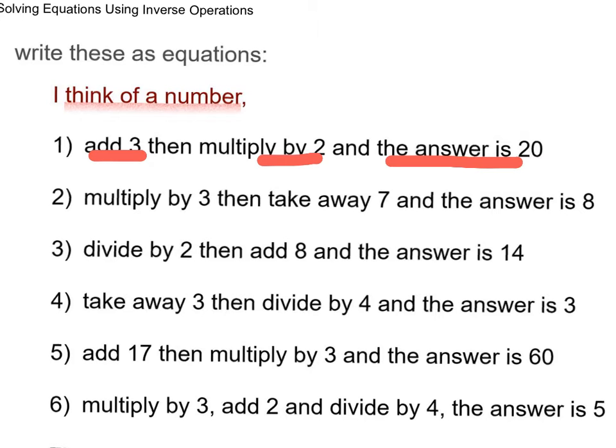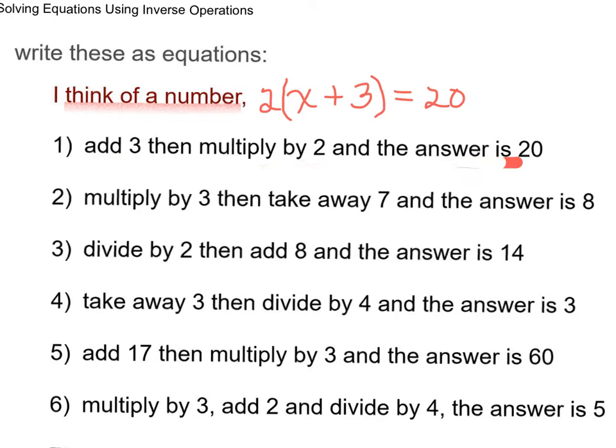So here's what my equation should look like. I'm thinking of a number, I'll call it x. I'm going to add 3, and then I'm going to multiply that result by 2. Well, if I'm multiplying that whole result, that means I need parentheses there, by 2, and the answer is 20. Okay, see if you can make that make sense in your mind. So I thought of a number, I added 3, I then multiplied that by 2, and the answer is 20.